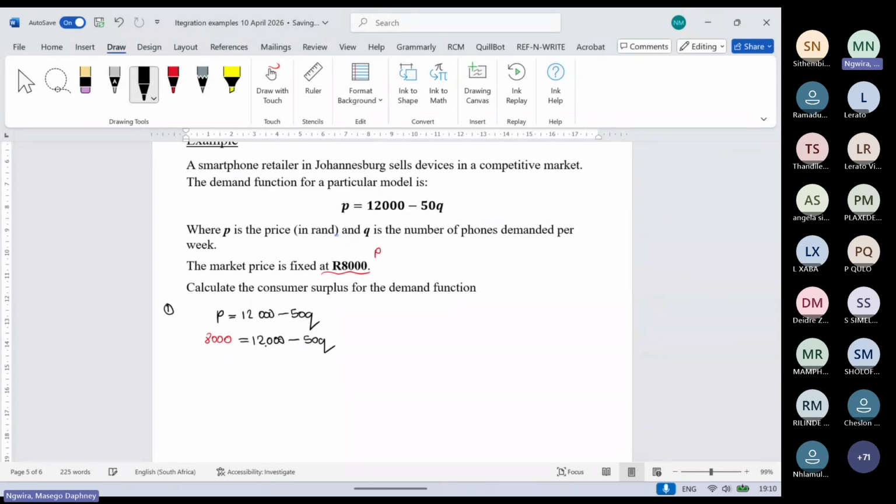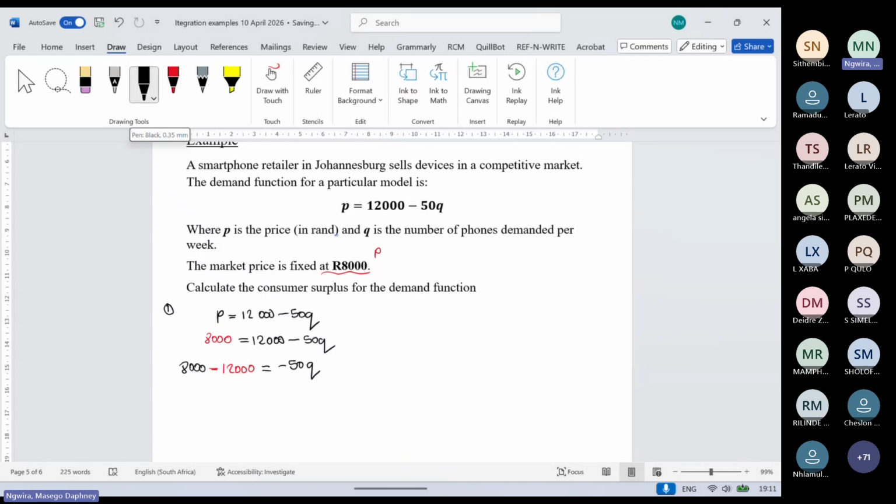Then we take this to the other side. So we're going to have 8,000. When you move 12,000 to your left, it jumps an equal sign, so it's going to be a minus. When it jumps an equal sign, it becomes a minus. And this is equal to negative 50Q.